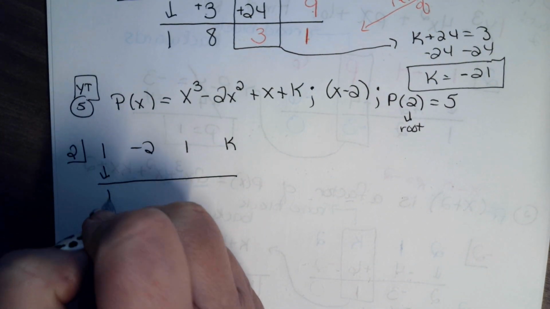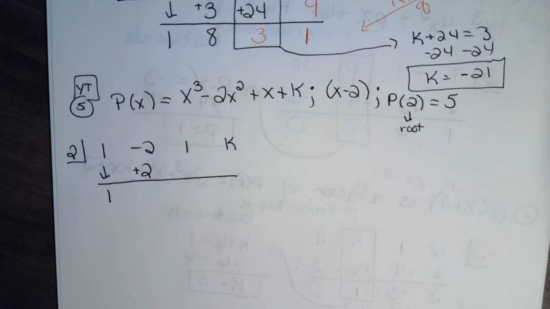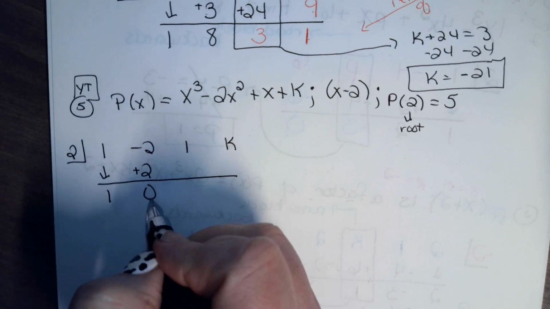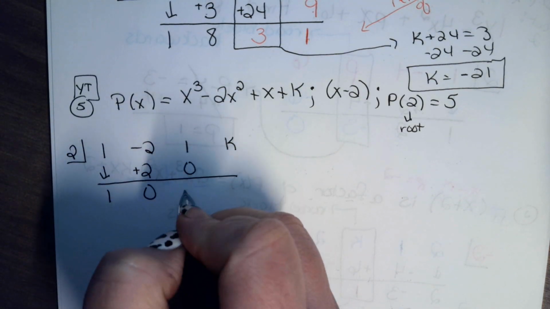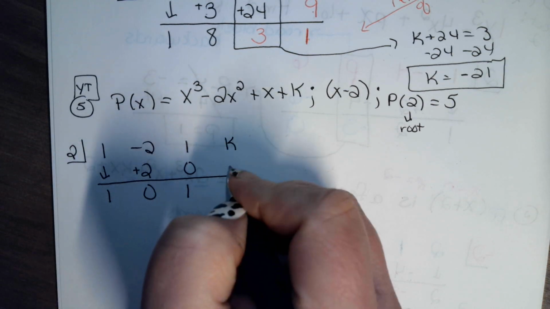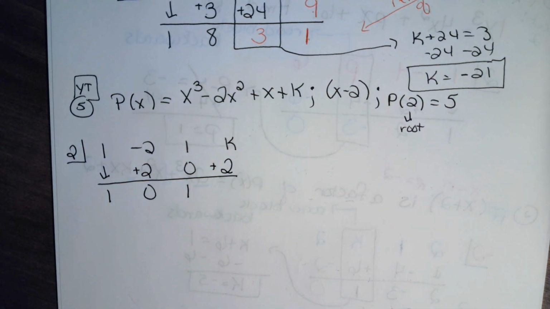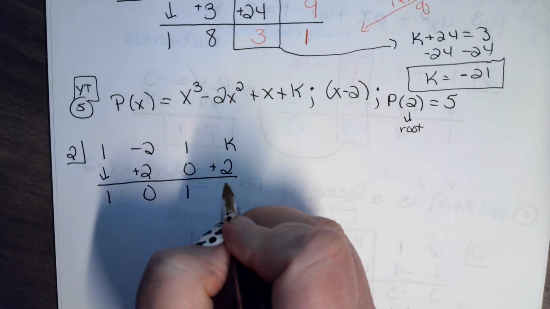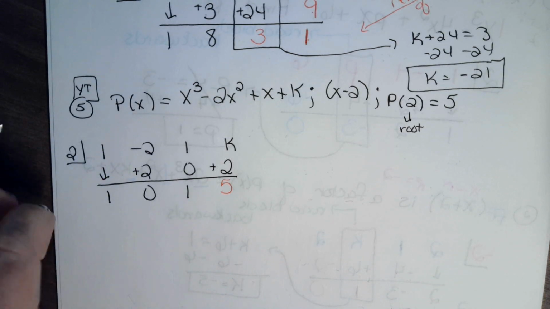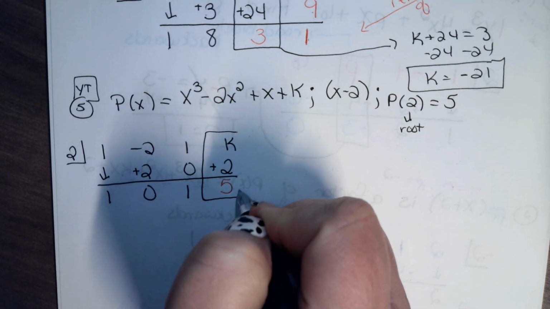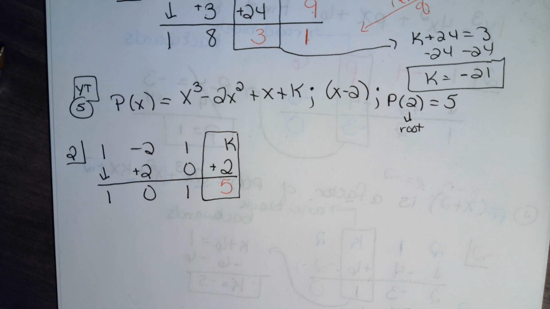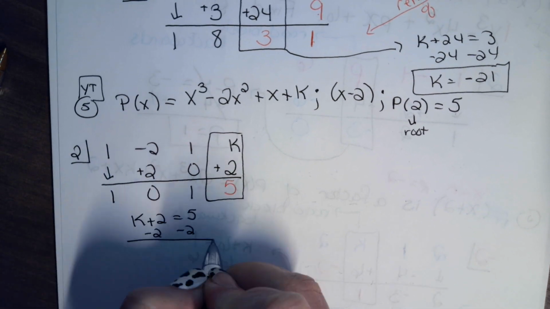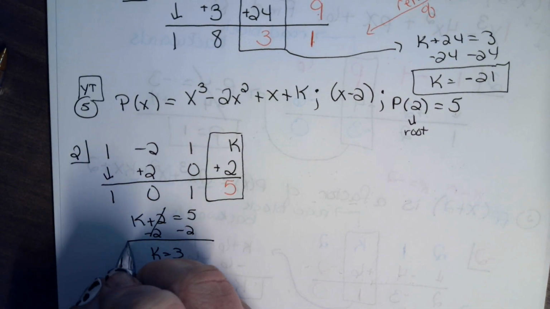Bringing down our 1. 2 times 1 is a positive 2. 2 minus 2 is 0. 2 times 0 is 0. 1 plus 0 is 1. 2 times 1 is 2. And this one's going to be kind of easy. What do we know the remainder is? The remainder is 5. So there's our little mini equation right here. So yes, I did give y'all an easy one for you to try. So we got k plus 2 equals 5. So when we subtract 2 from both sides, we get k equals 3.